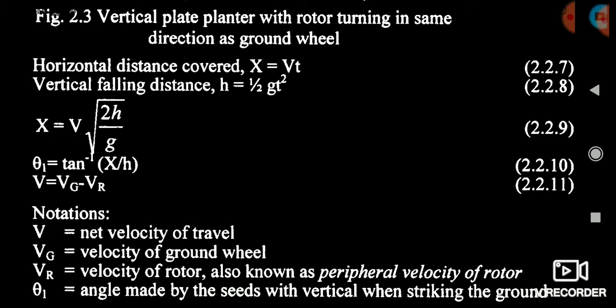You have to remember this concept because many times they have asked it in previous years, and they can ask questions on this in upcoming years also. This is very important because it is the simple logic of vectors, which I think you studied in intermediate. The net velocity of travel, or the relative velocity of travel, v is equal to Vg minus Vr when the vertical planter is rotating in the same direction as the ground wheel.